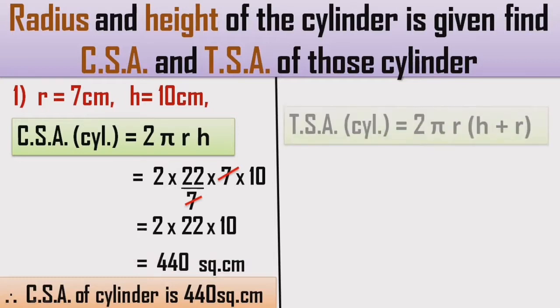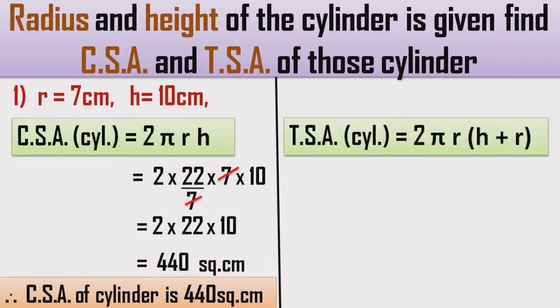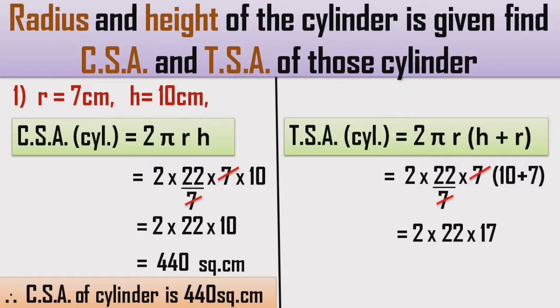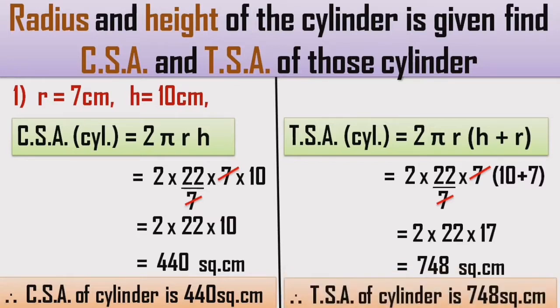After this, we have to find the TSA of the cylinder also. The formula is 2 pi r in bracket h plus r. Substitute the values. Again we can cancel out 7 by 7, and if you observe, the last bracket 10 plus 7 results in 17. So we are left with 2 into 22 into 17. Again, the moment you carry out the operation, we get the answer 748 square centimeter. And here comes the final answer. Boys and girls, do not forget to mention the final answer with proper unit.